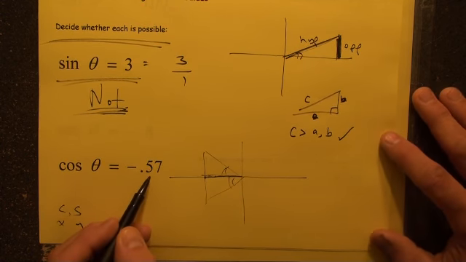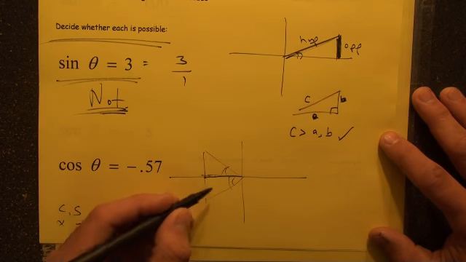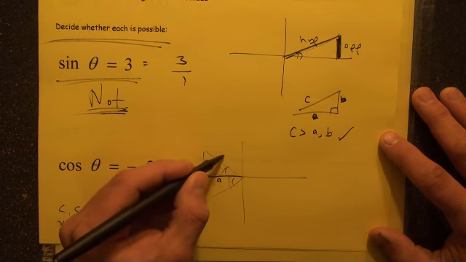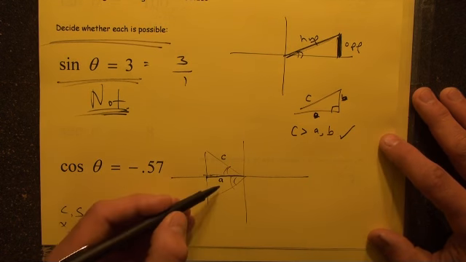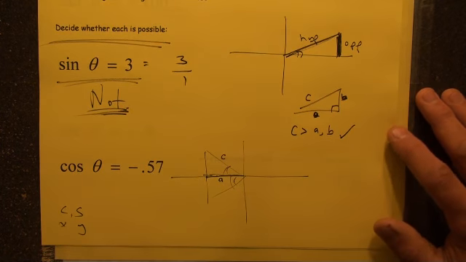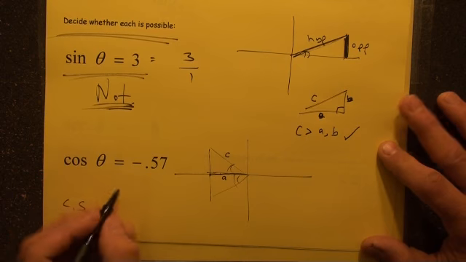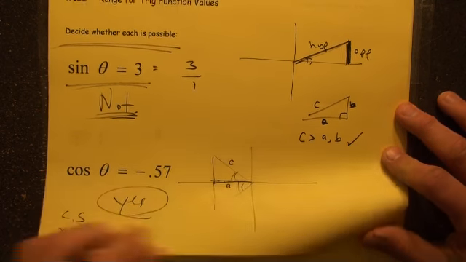Can it be less than 1? And the answer to that is yes. Here's the A value, there's the C value. Of course, A can be less than C. In fact, it has to. Alright, so the answer to this question is yes, this is possible.